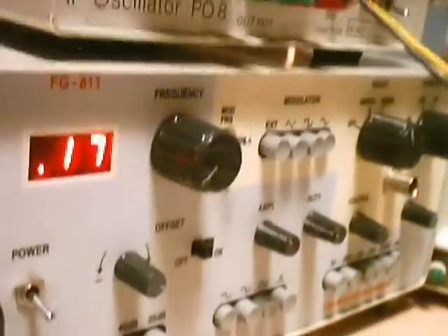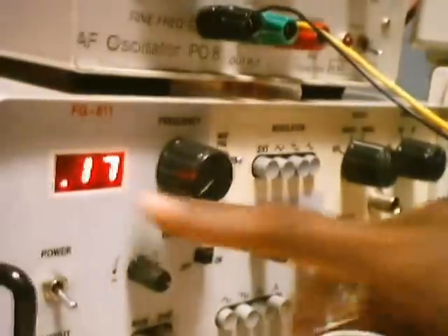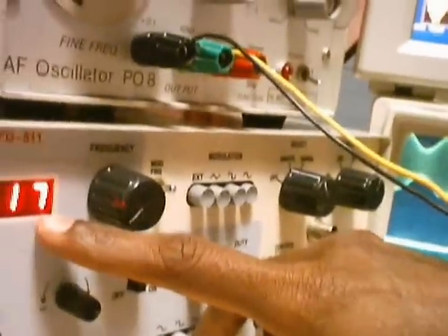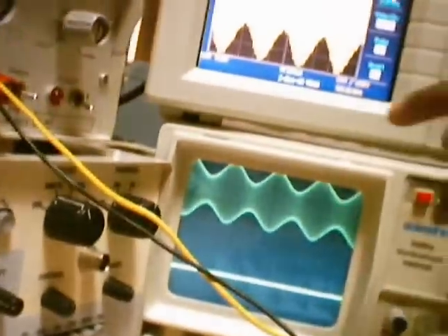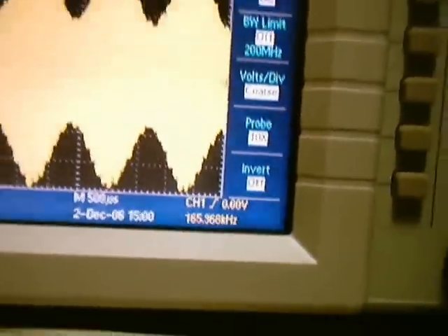This is there in 0.17, which happens to be 170 kilohertz. So we can't just go with whether it is 170 kilohertz or 160. We can read the exact frequency of this carrier signal from this DSO. So as you can see here, it's coming out to be 165.96 kilohertz. So that's the carrier frequency of the AM signal.